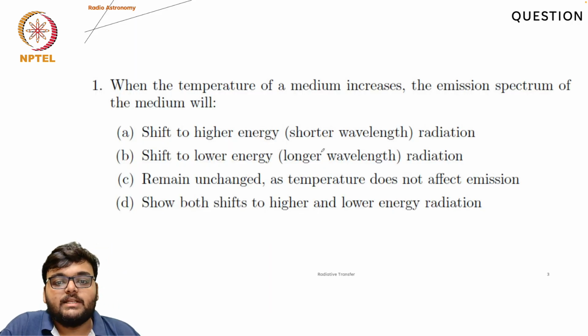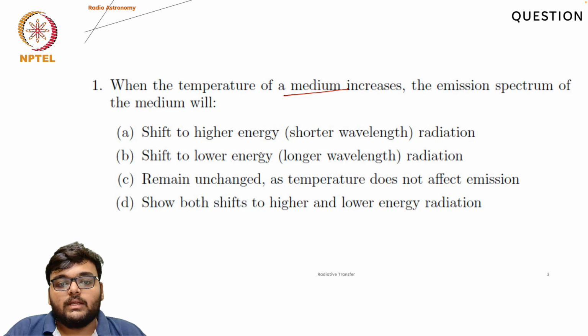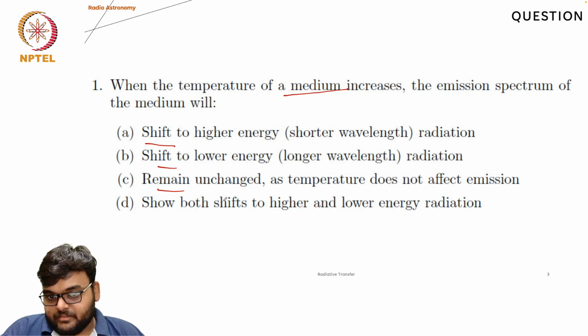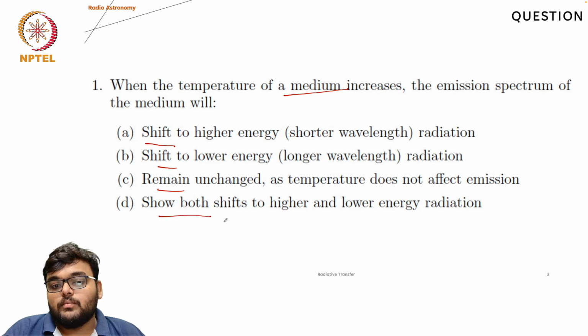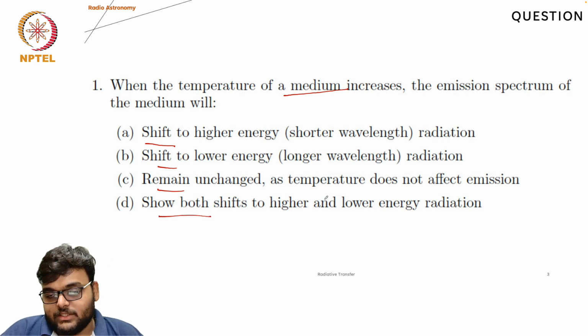The first example is about what happens when the temperature of a medium increases. The emission spectrum of the medium will shift to higher energy or shorter wavelength radiation, shift to lower energy or longer wavelength radiation, remain unchanged as the temperature does not affect emission, or shift to both higher and lower energy radiation. I will give you ten seconds, try to answer it, and after that we will proceed to the actual answer to this question.